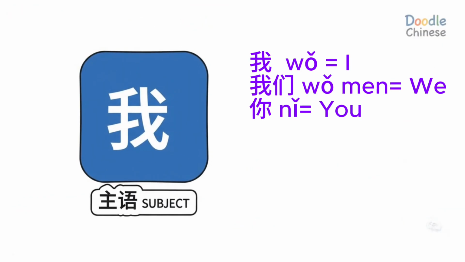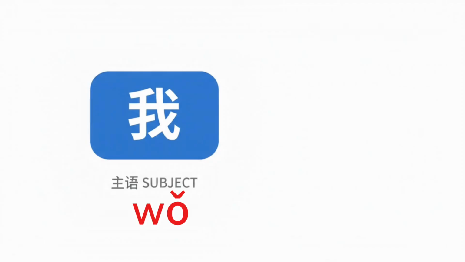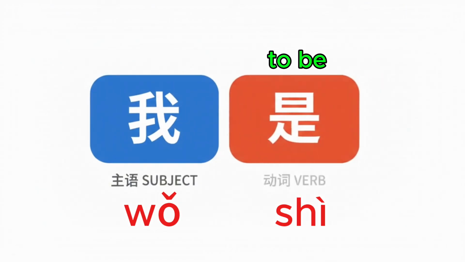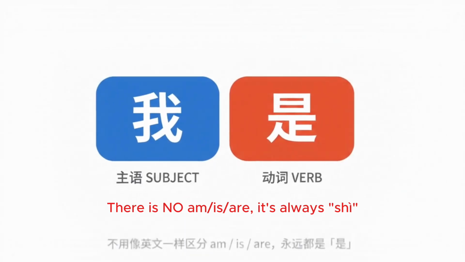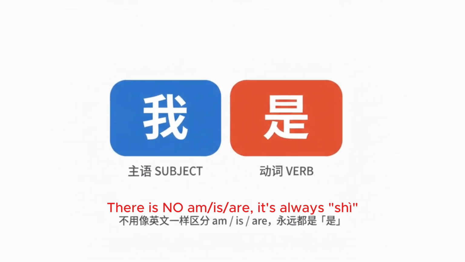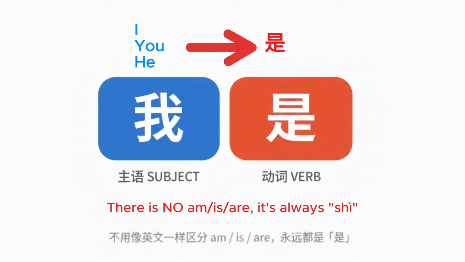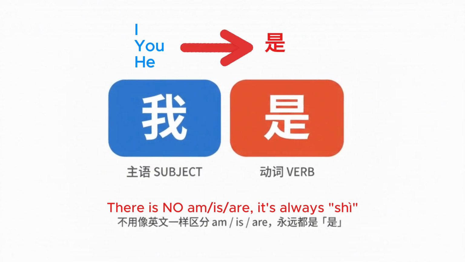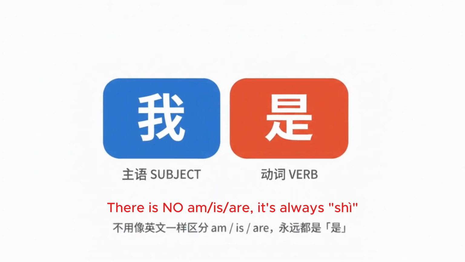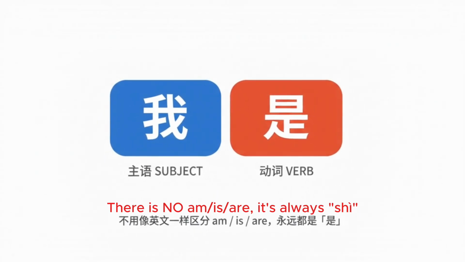Step 1: Say who you're talking about. 我, 我们, 你, these are all subjects. Every sentence starts with a subject. Then the verb. 是, to be. Good news! Chinese verbs never change form. Wait, so no matter if it's I, you, or he, it's always 是? I never have to memorize am, is, are again? Exactly. 是. One word does it all.